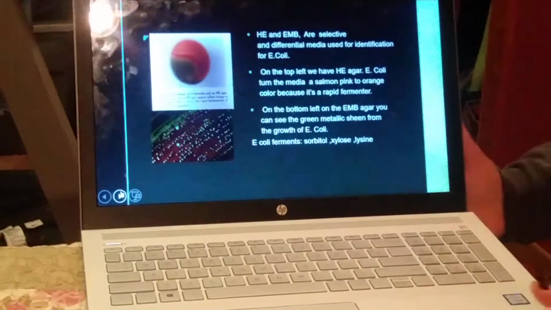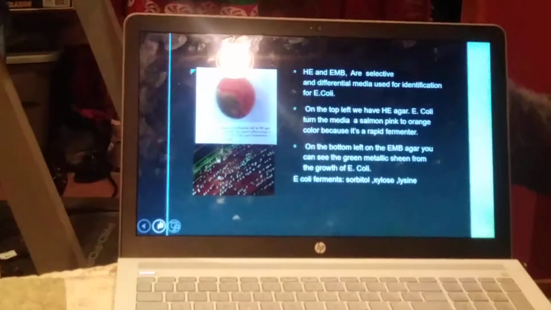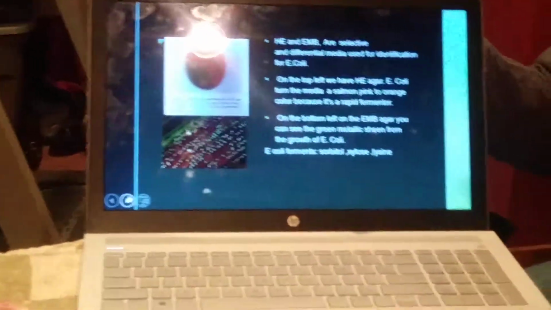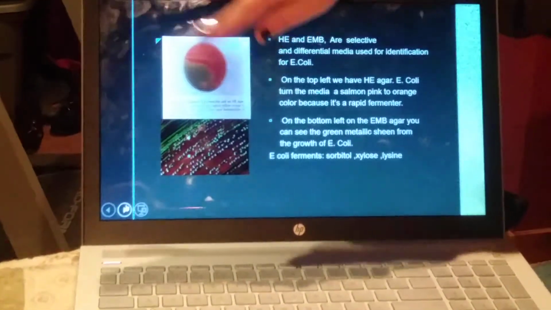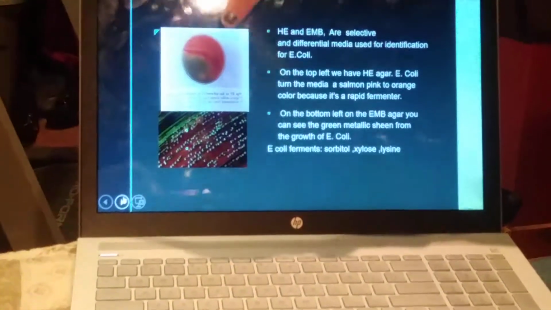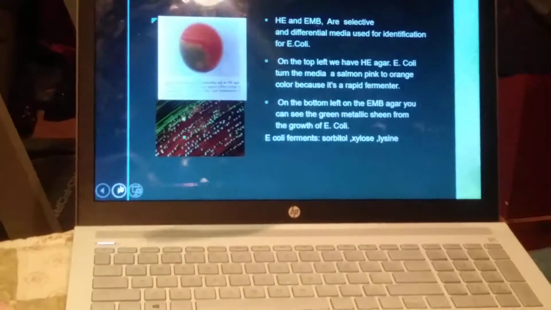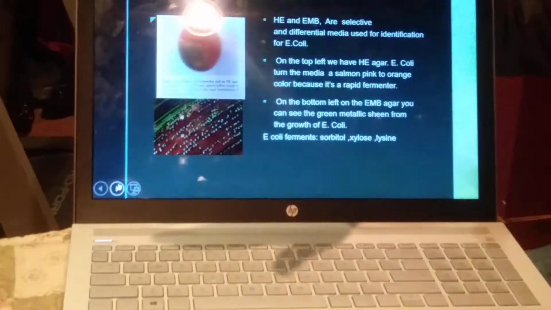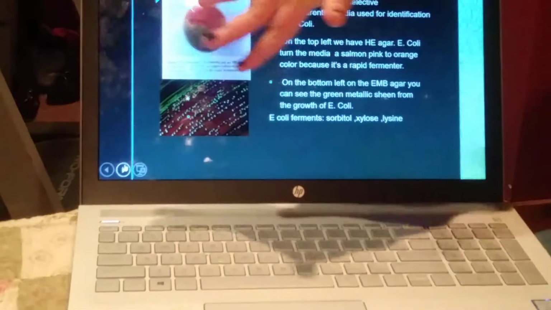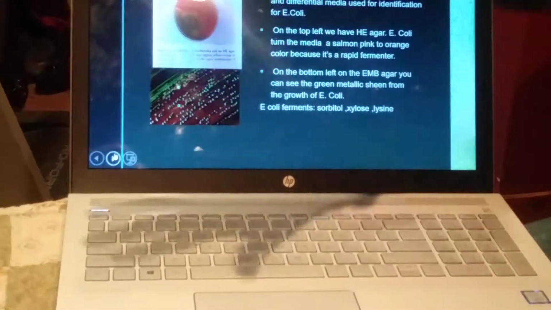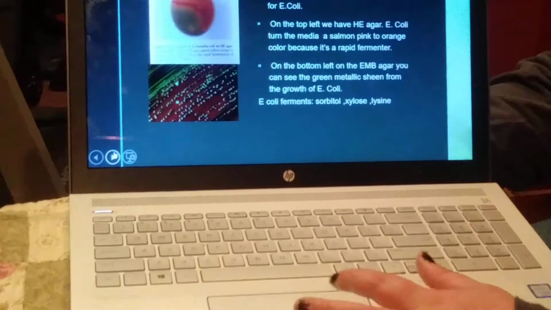And then I just kind of threw in some slides to let you guys know what E. coli would look like if you were on the HE agar or on the EMB agar. On the HE, because it ferments, it turns a nice pretty salmon pink or orange color. And with the EMB agar, you have a nice pretty green sheen color. So that's what they would have seen.